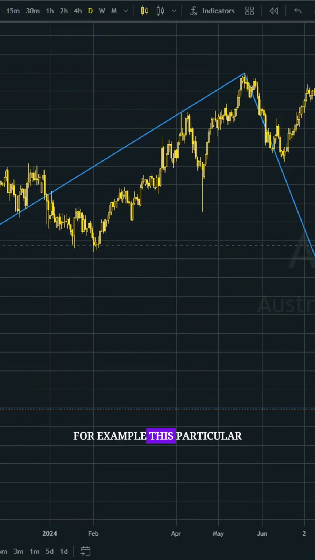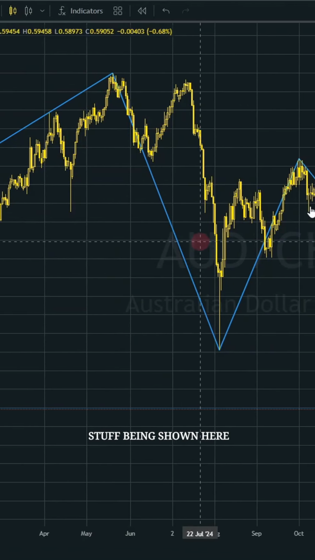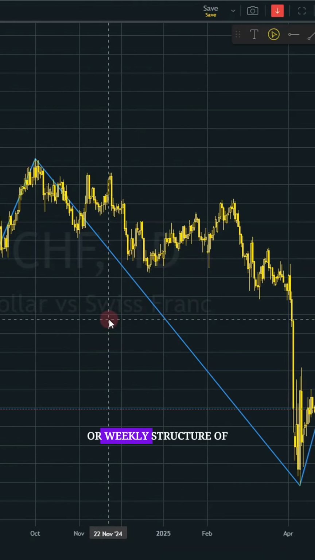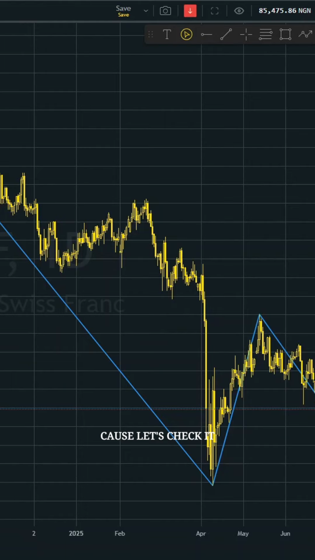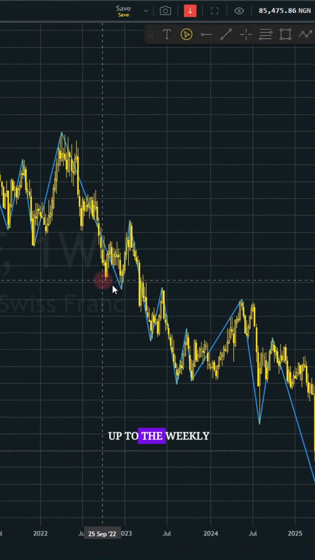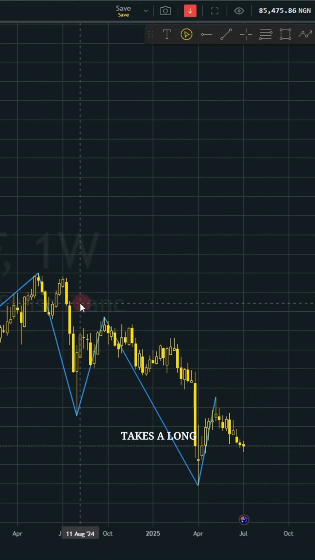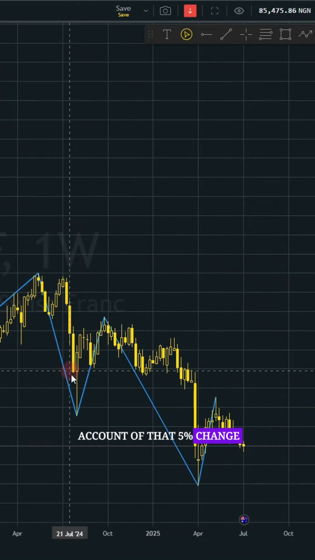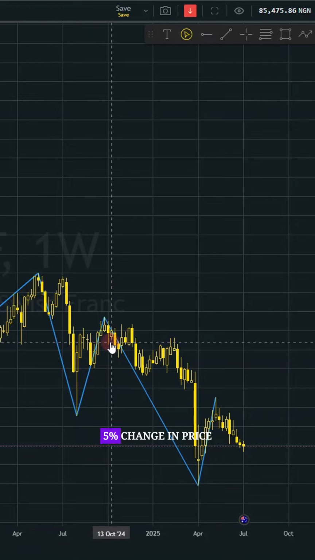For example, this particular stuff being shown here is most likely telling me the monthly or weekly structure of the market, because let's check it out. If we go up to the weekly, you can see it becomes smaller because it's now taking account of that 5% change. And now take note, 5% change in price in a week is not a lot, but for price to move 5% in a day, that is a lot.